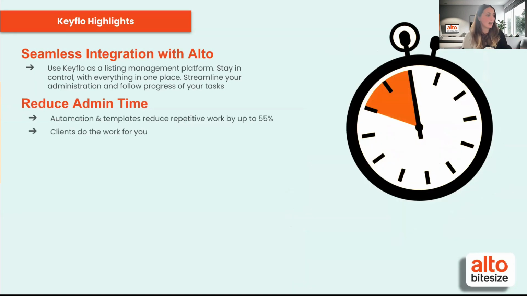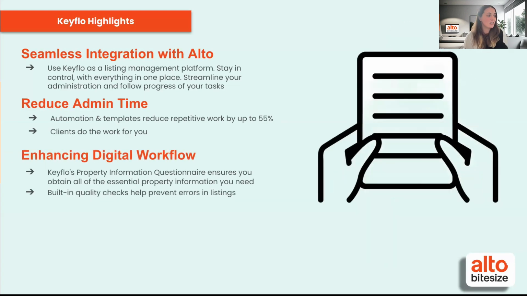You've also got reducing admin time. Like we said, it's a time saver. It's automation templates, reduce repetitive work by up to 55%. And the clients are doing the work for you. So it just frees you up to be doing other things. We've also got enhancing digital workflow. So the property information questionnaire ensures you obtain all of the essential property information you need, and it's got built-in quality checks and helps prevent errors in listings.